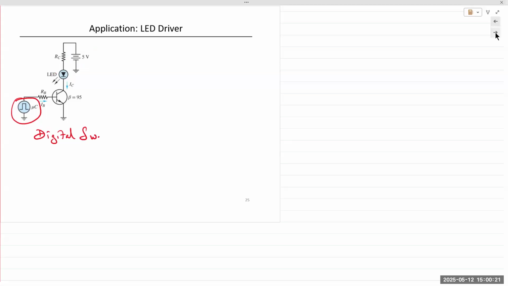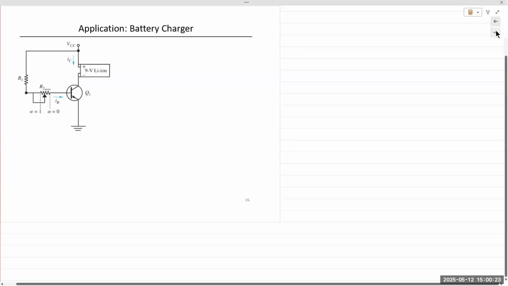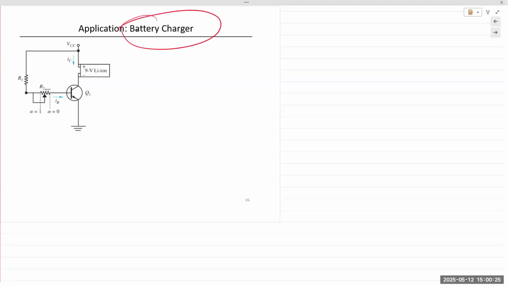And 2 other applications are pretty similar. You can use it as a battery charger. In the battery charger, again, the level of the battery decides how much the transistor would turn on, or how much current would flow through the transistor. It simply permits a pathway for the current to flow through the battery, and then it can control the battery charging.